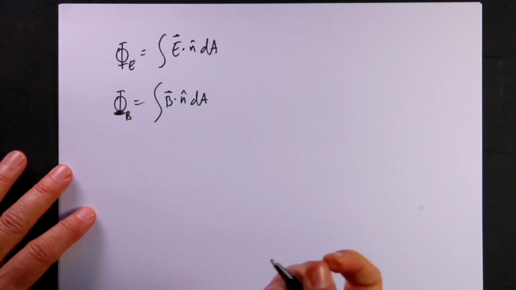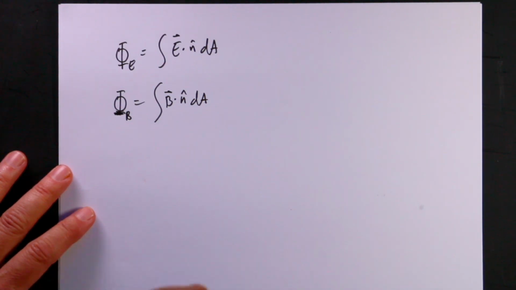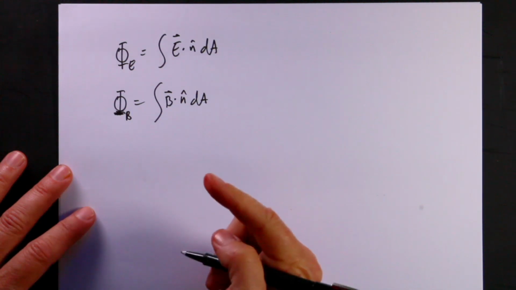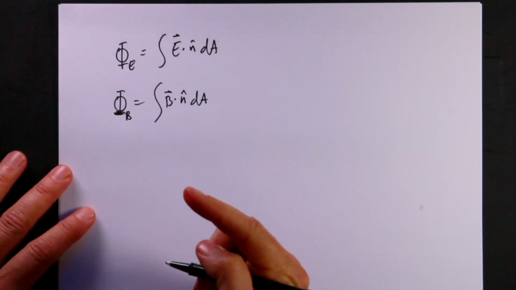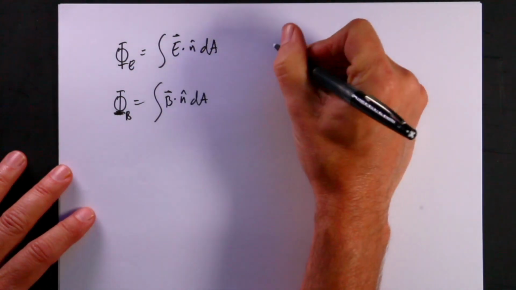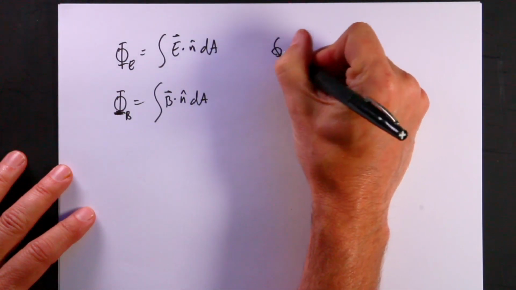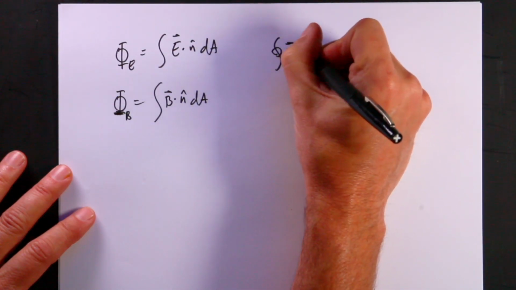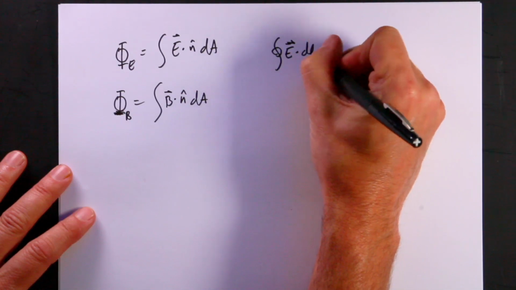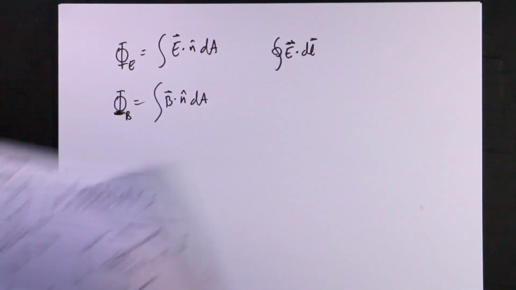So if I have a loop, the magnetic flux indeed does matter. But it's not just the magnetic flux. It's the change in magnetic flux. It's the rate of change of magnetic flux. So let me go ahead and write down Faraday's law. It says this: the integral of E dot dl.